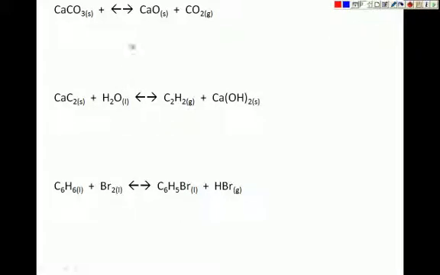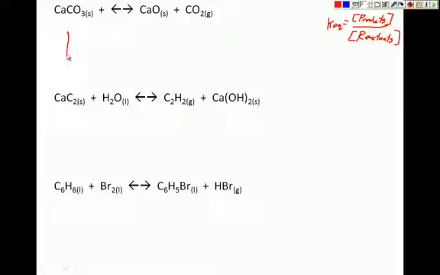Okay, so let's get some practice writing some Keq expressions. So again, Keq, just so we don't forget, let's write it up in this corner. Keq equals the concentration of products divided by the concentration of reactants. So again, these square brackets mean concentration. So here we have a Keq expression.